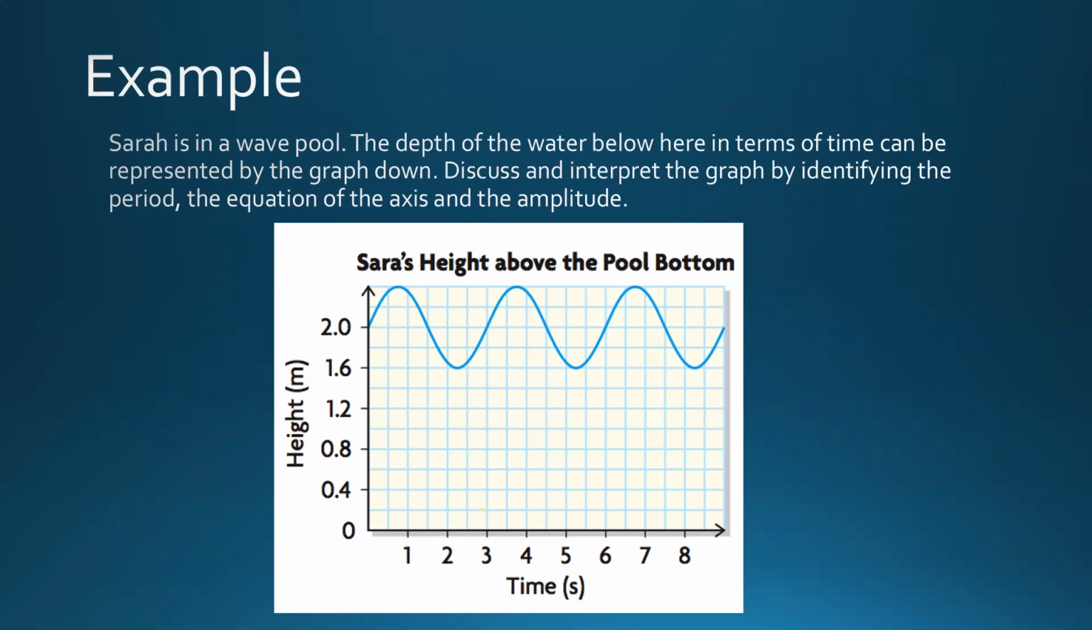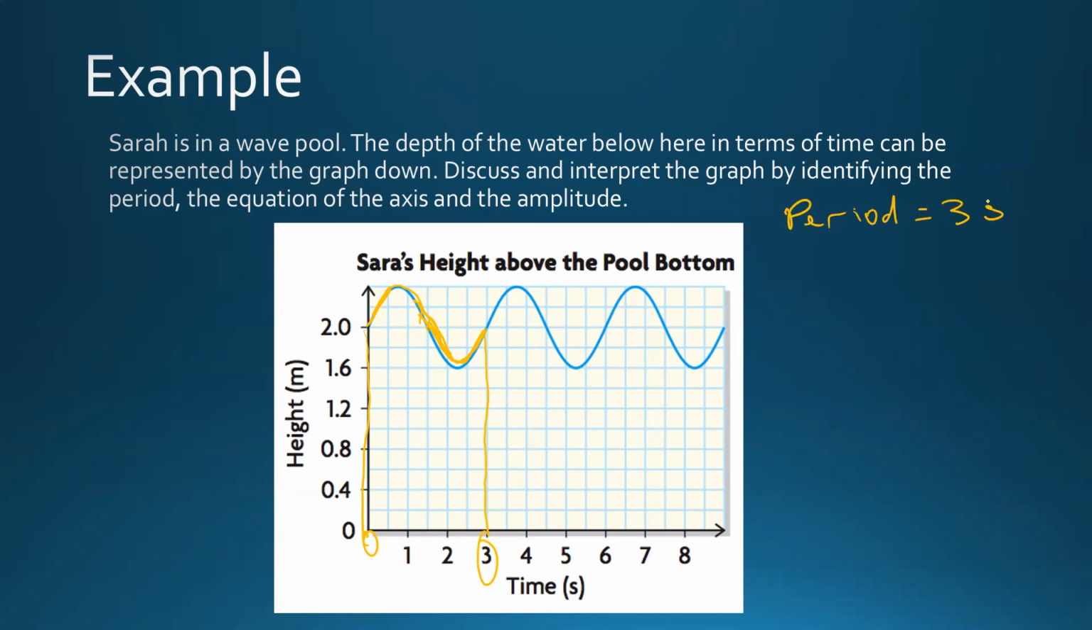Discuss and interpret the graph by identifying the period, the equation of the axis of the curve, and the amplitude. Okay, let's find the period first. So the period is really just asking how long does it take to complete one cycle. Looking at the graph here, I'm automatically thinking of starting at the origin because it's easier to read. And I can see here that one of my cycles starts at 0 and ends at 3. So because it starts at 0 and ends at 3, that means that my period is going to be 3.